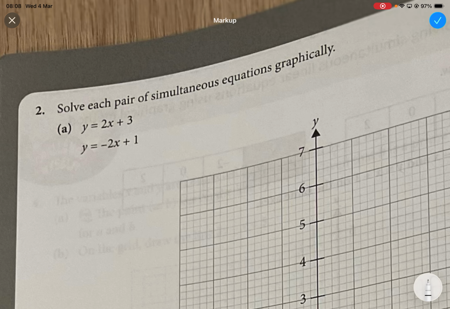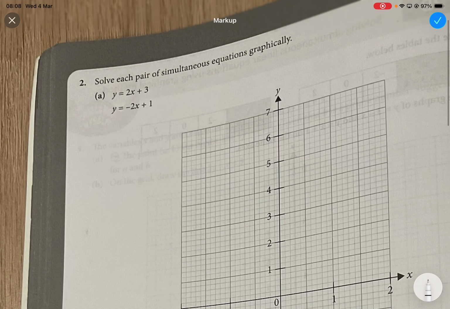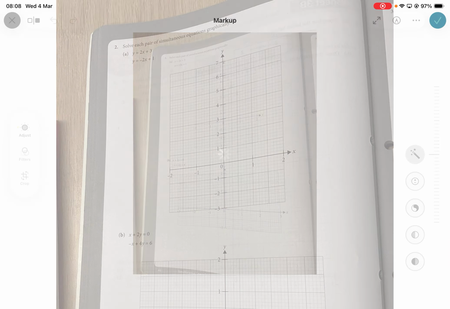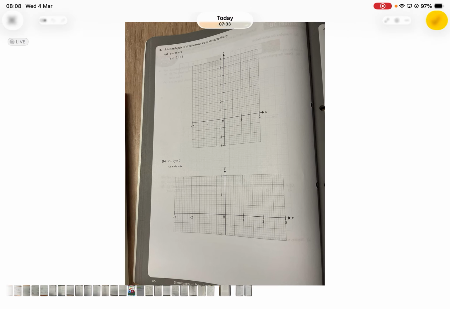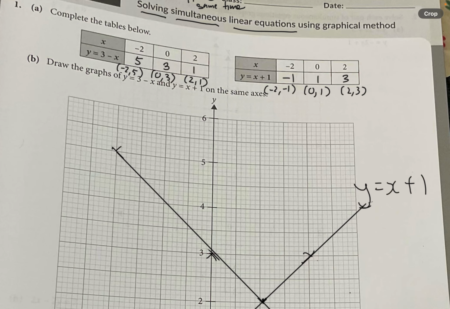Okay? So to draw these two lines, there are two ways. Number 1, if we look back at the questions that we have done before, for example, let me go back to the last questions that we did. When you want to draw a line, you always have an equation. After you have an equation, you have this table of values that you can get the coordinates to plot the points.